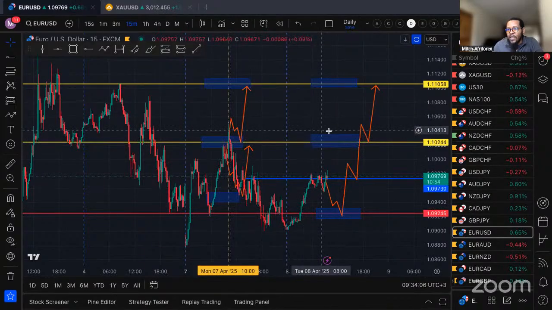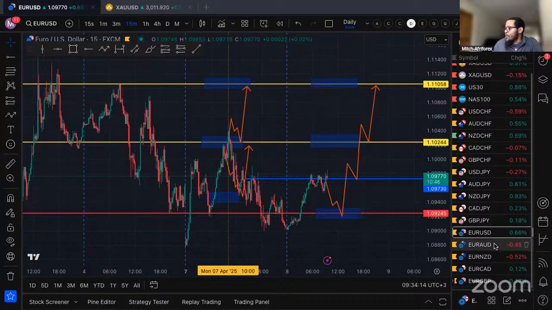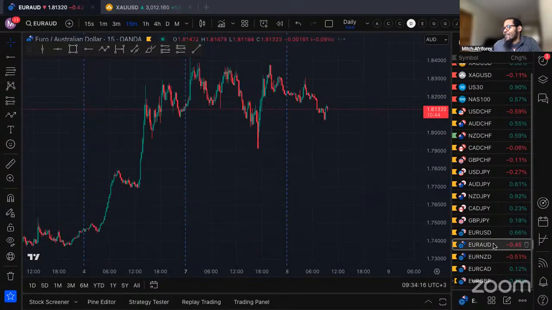So if you're able to get the price breaching and holding above that area, we will at least be a bit safer to look for that buying opportunity. So hope that is clear as we move on to the next euro pair that we do have.